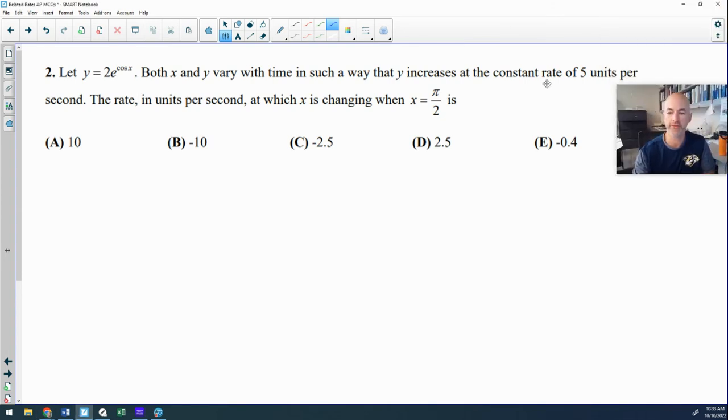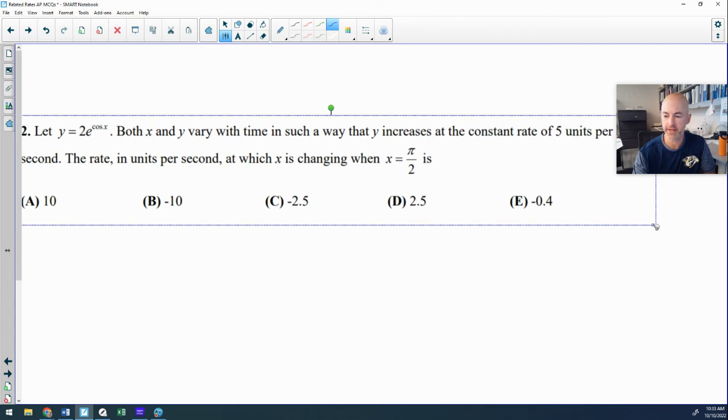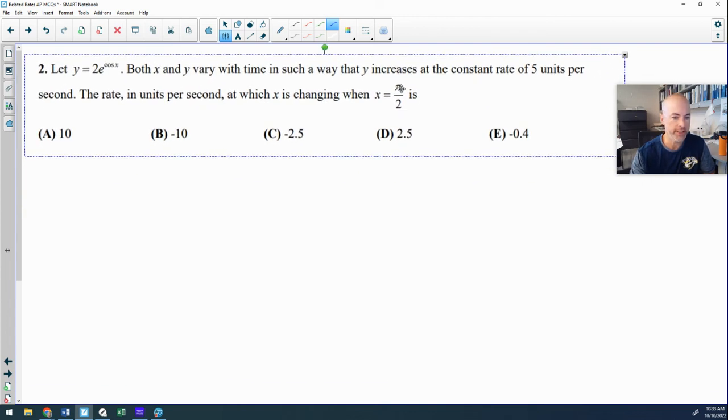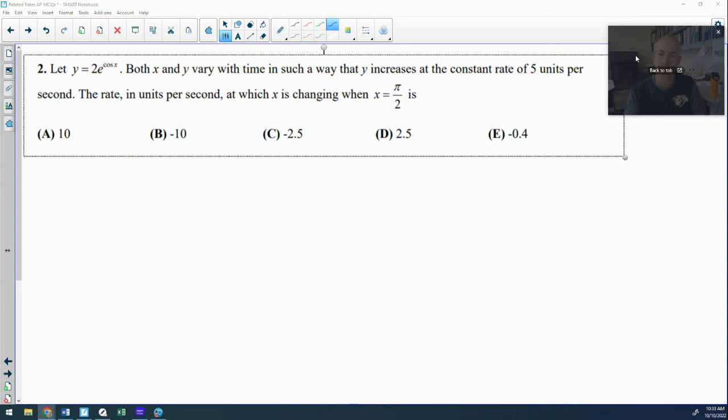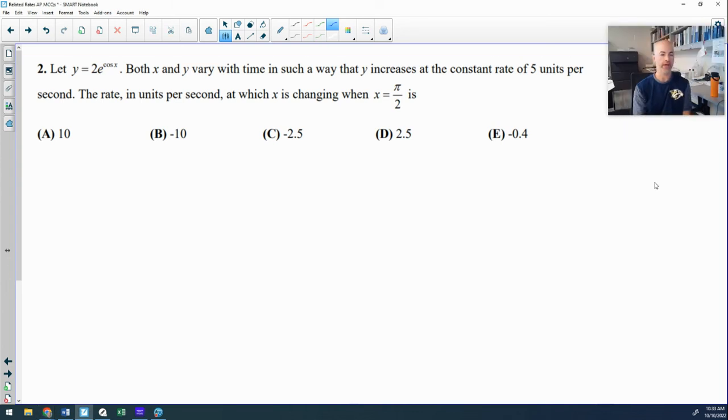These are the more straightforward and, dare I say, nicer related rates because everything is usually explicitly given to you in problems like this. So we have our formula, y equals 2e to the cosine x. Again, I am not really doing a whole lot of glorious math here, but rewriting the problem does help you process it. X and y are varying with time. Y increases at a constant rate. There's some good information. dy dt. And if y is increasing, it will have a positive derivative, and it is units per second.